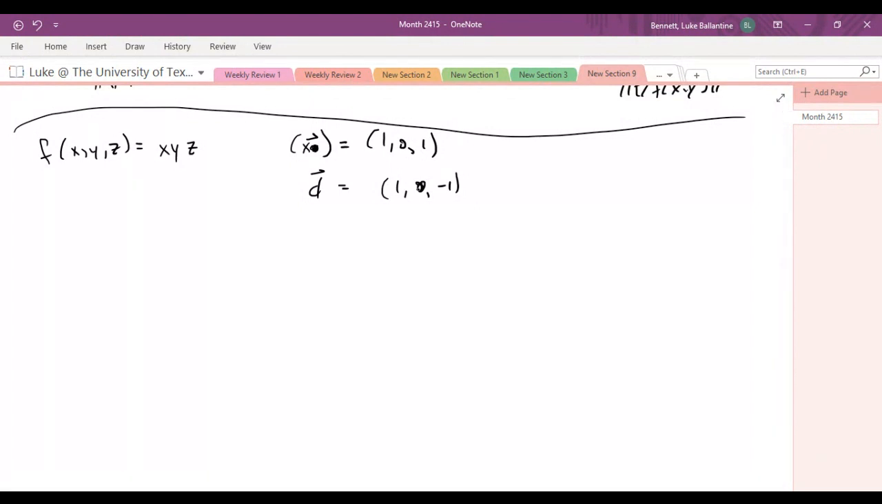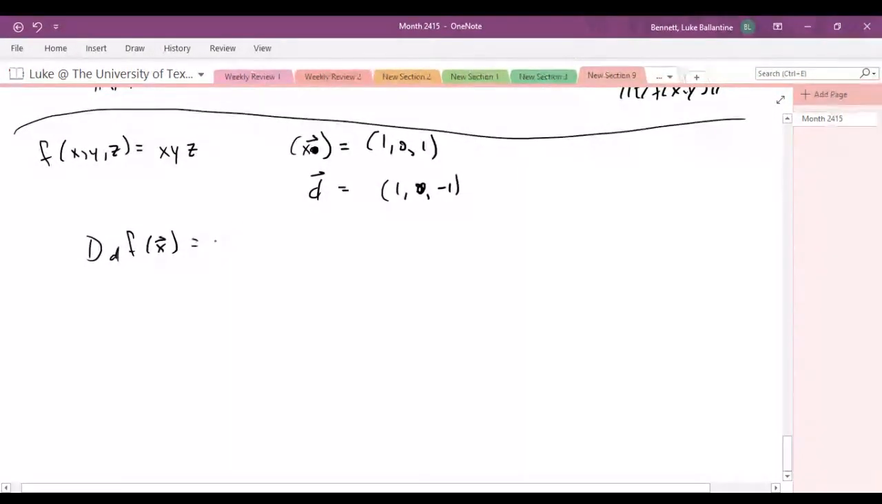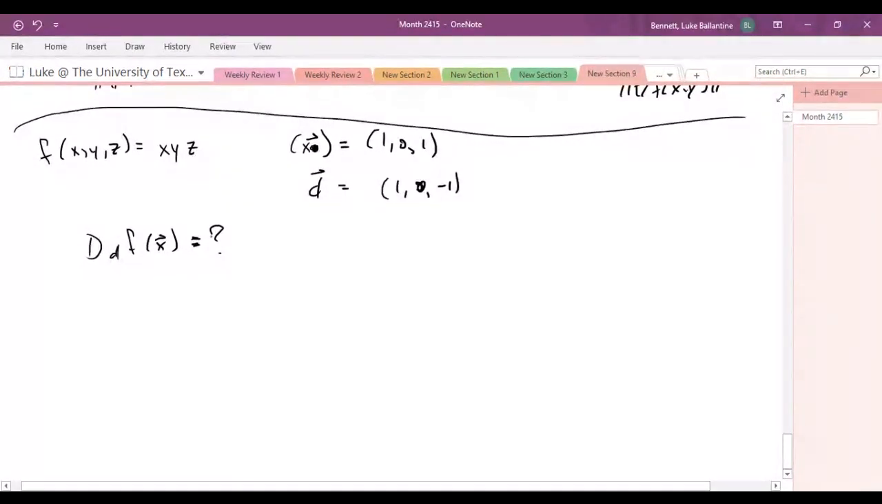Okay. So what's the directional derivative? What is, well, D sub d of f at x naught? First of all, is d a unit vector?